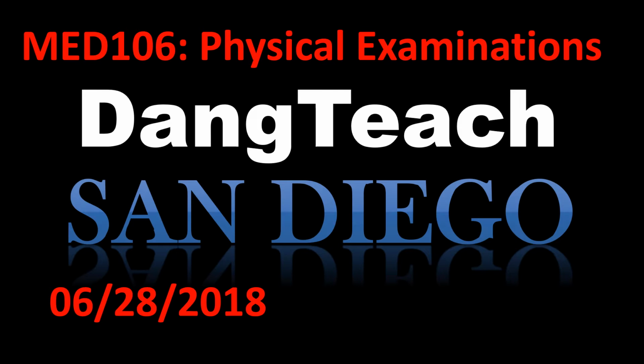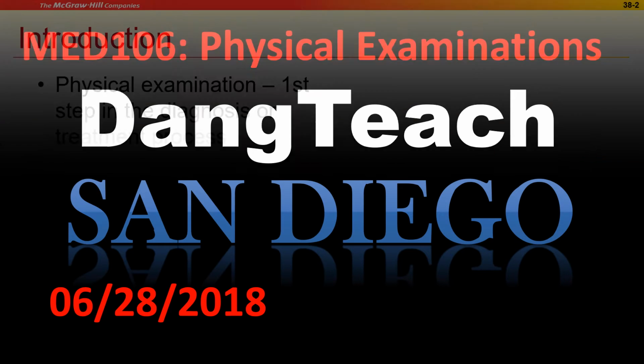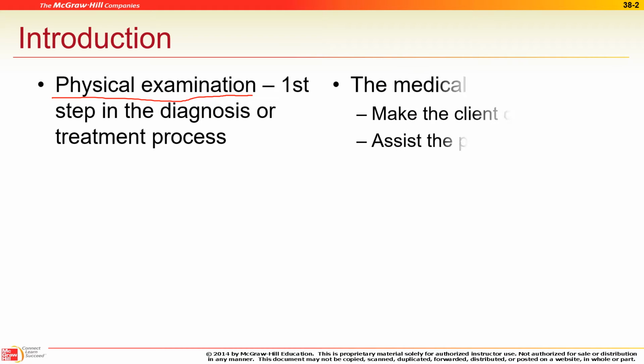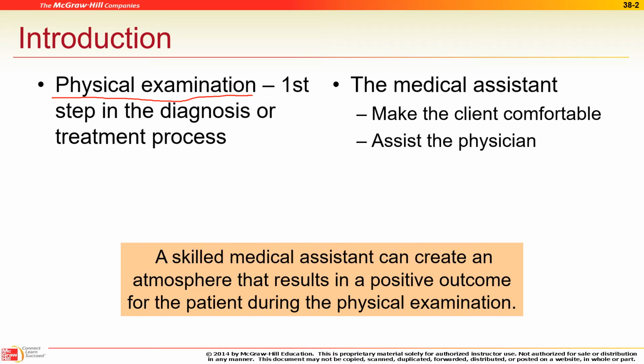All right, chapter 38 in your textbook, assisting in physical examinations. So it's the first step that you'll do when a patient comes in complaining about their chief complaint. You're going to look at the whole body anyways, and you'll do your vitals. The doctor will take a look at the whole body, and then the doctor will go system by system, right? Evaluation of the systems.